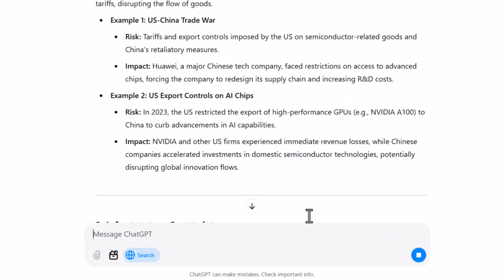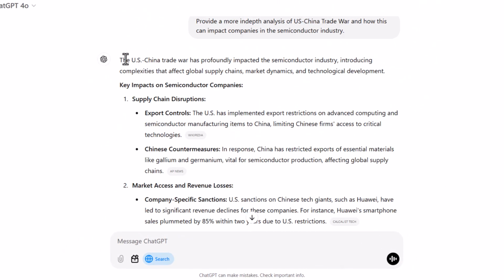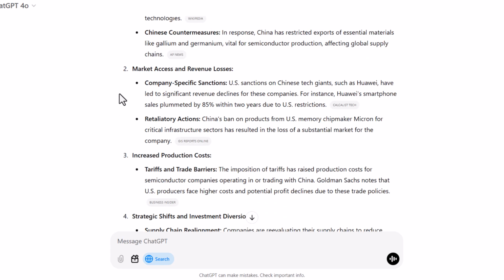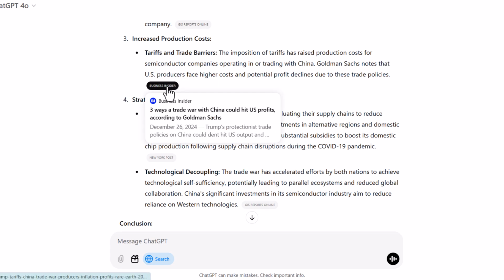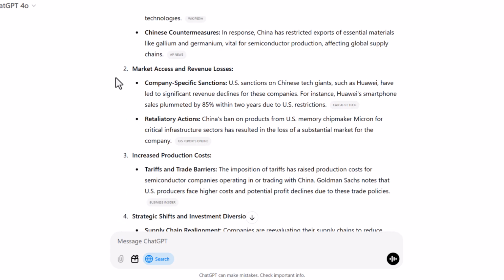on the specific topic. And we can see here the response: the US-China trade war has profoundly impacted the semiconductor industry. And then it's just outlining some of these factors and then providing sources as well. So from here, if there's anything specific that you wanted to look into more deeply, you can do that through the sources and then continue to ask follow-up questions.